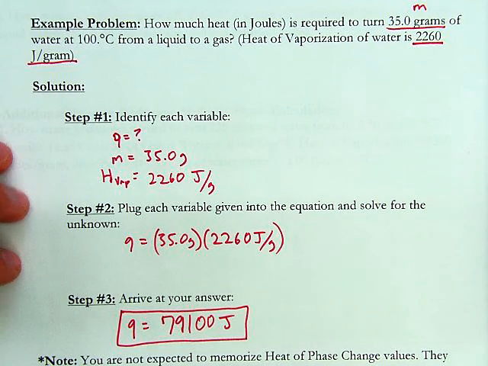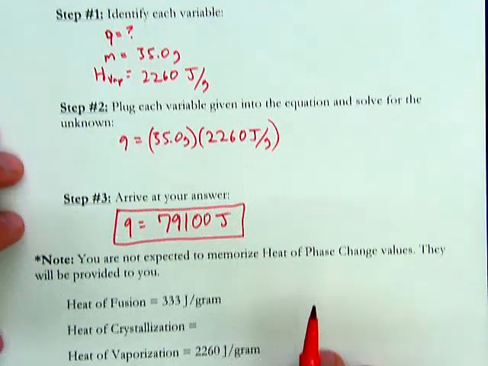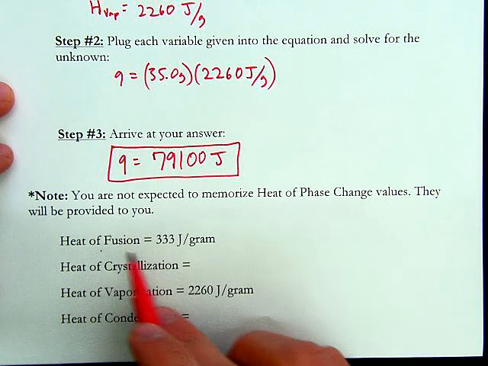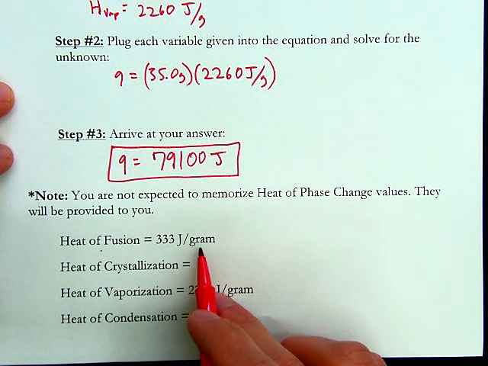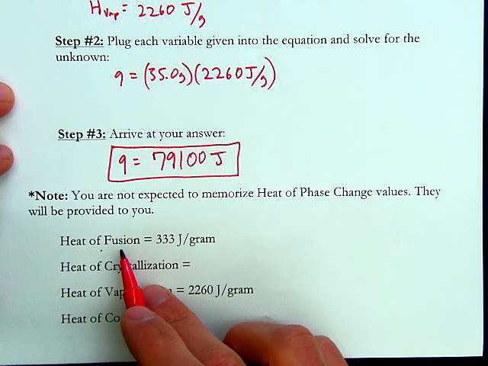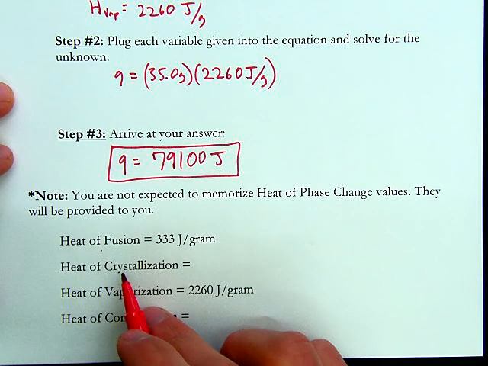So at the bottom of the page it mentions you're not expected to memorize heat of phase change values, but something that's interesting to know, heat of fusion is 333 joules per gram approximately. Crystallization is the opposite of fusion. So fusion is a solid going to a liquid. Crystallization is a liquid going to a solid.